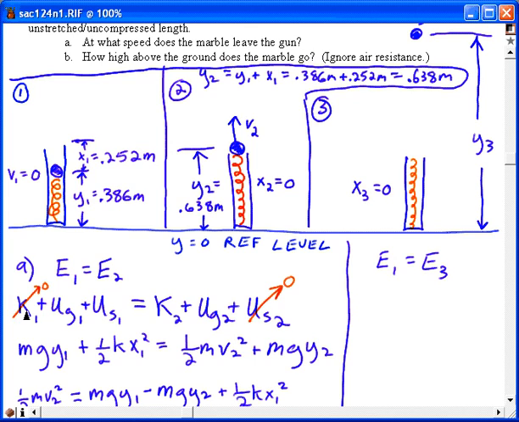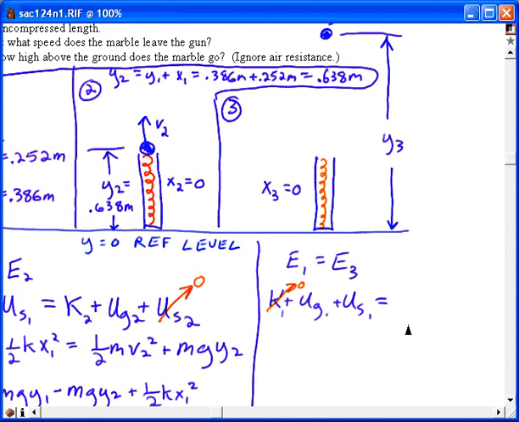So again, I can actually copy this part. I get kinetic energy plus gravitational potential energy plus the spring potential energy. Over there, the kinetic energy is 0, and I know that because the velocity is 0. And then in the after picture, I've got the same kind of energy possibilities. Call it K3 plus UG3 plus US3. Kinetic energy, gravitational potential energy, spring potential energy.